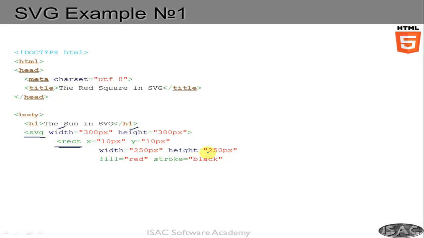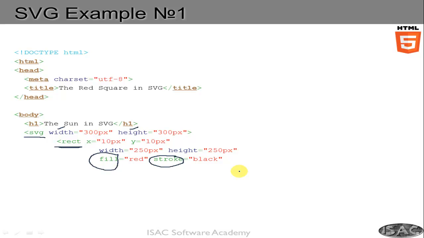Now here there are two interesting things. One is called fill, the other is called stroke. What is the meaning of fill and stroke? Fill means the color by which you want to fill inside the rectangle. Stroke means the color by which you want to draw the boundary of the rectangle.